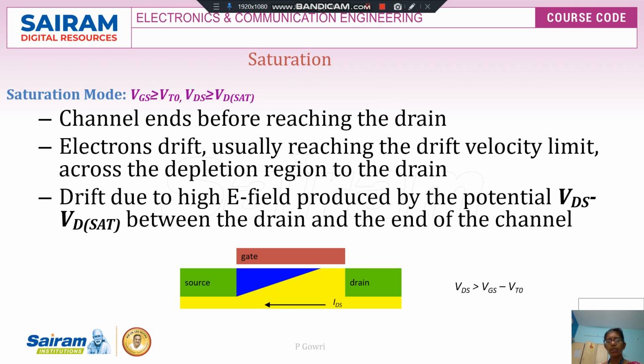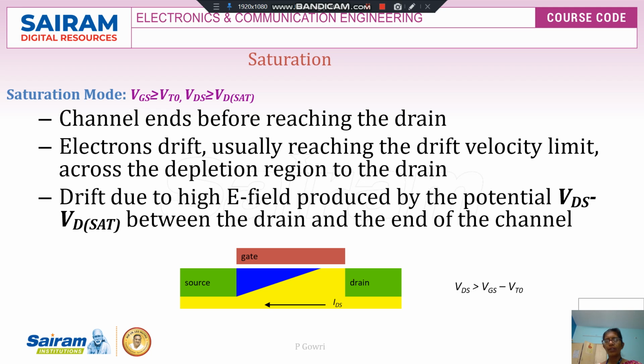So the next one is, if I increase the voltage further, the channel ends before reaching the drain, and hence the electron drift usually reaches the drift velocity limit across the depletion region to the drain. The drift is due to the electric field produced by the potential between the drain and the end of the channel, such that the current remains constant. The saturation current will remain constant. So this is the point where VDS is greater than VGS minus VT.